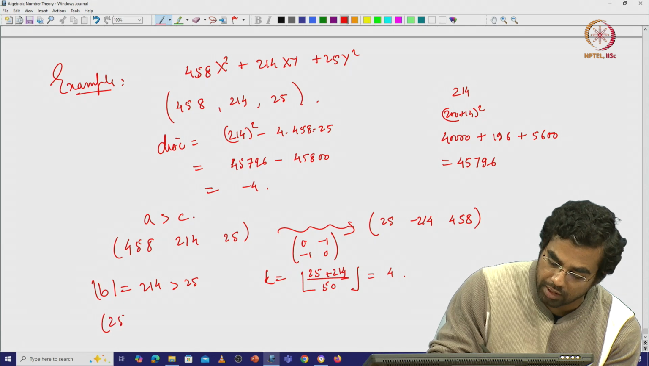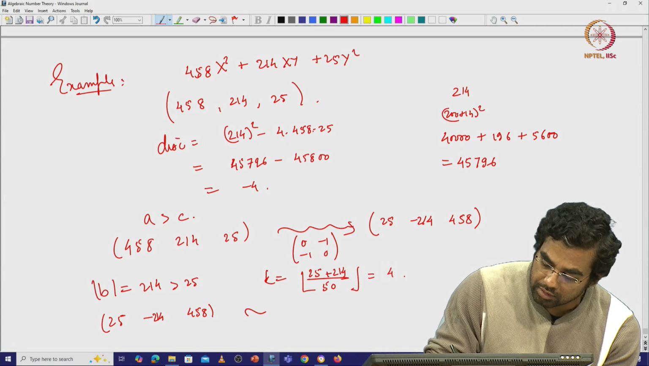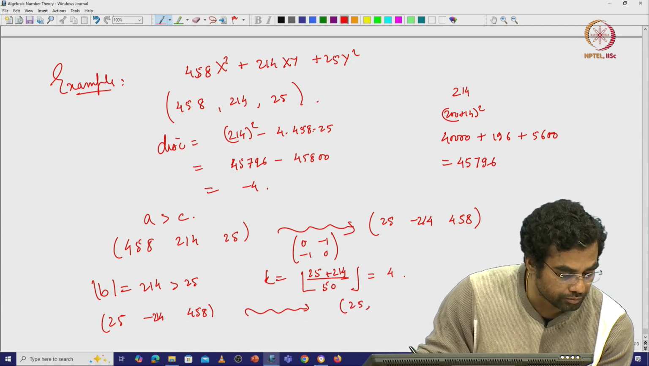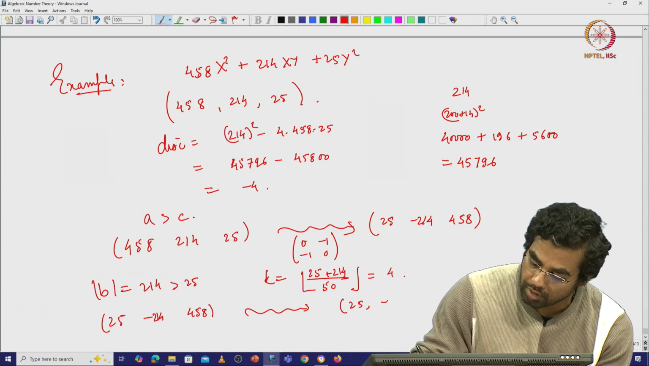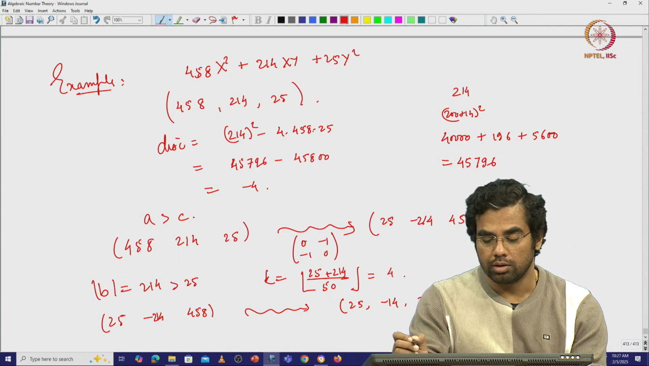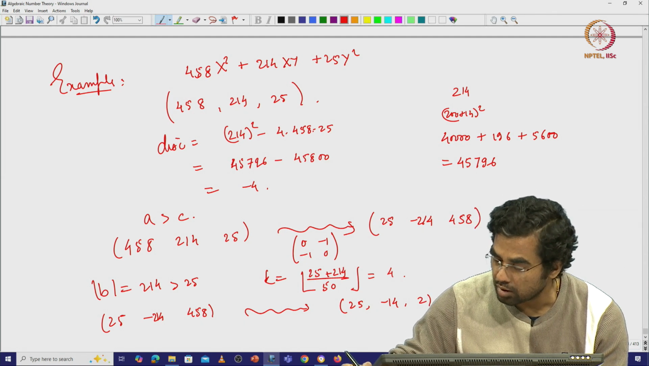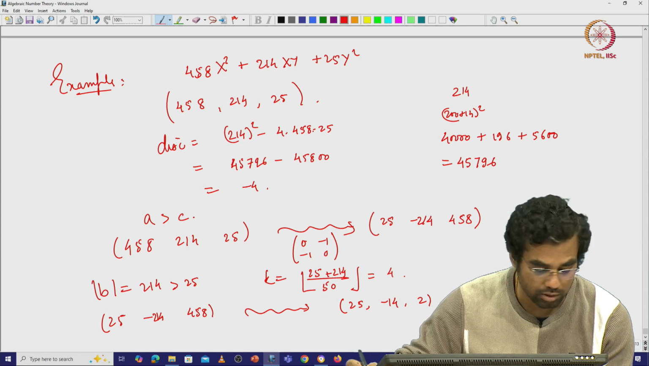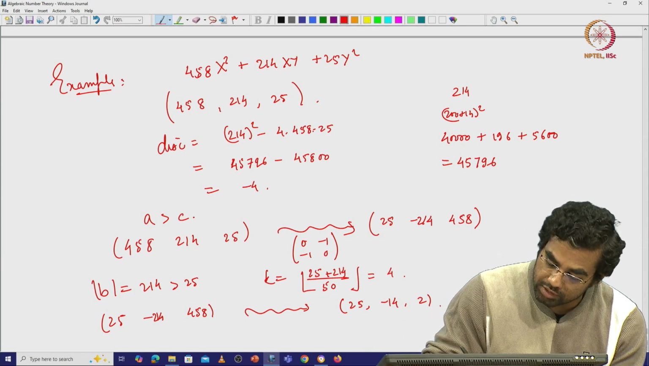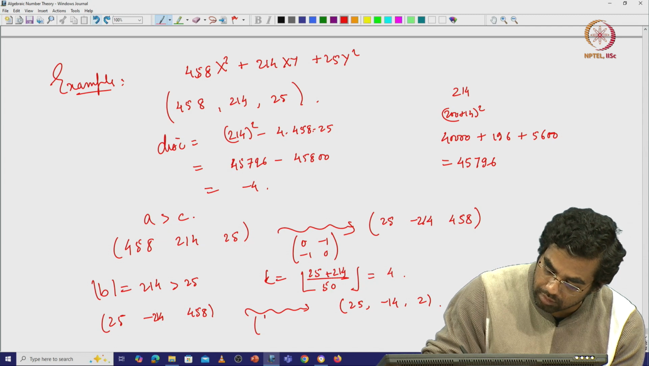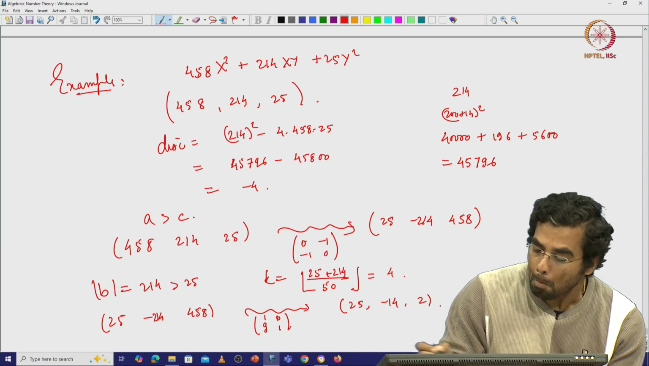So, 25, minus 214, 458 turns out to be equivalent to 25, minus 14, and 2. Yeah, so I think I made an error last time in something that I claimed. I will put that in the erratum, not do it now. Okay, so this is using 1, 4, 0, 1.